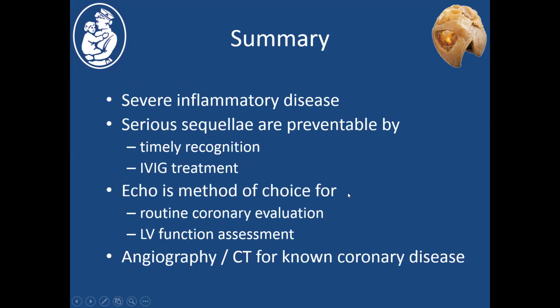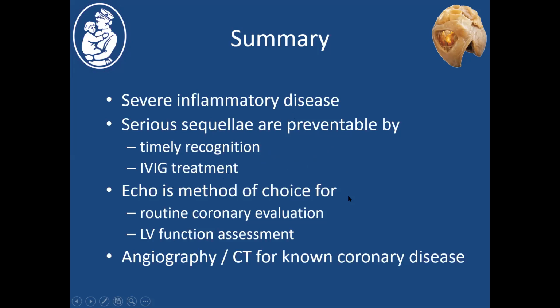So in summary, this is a severe inflammatory disease very often. These patients can be really quite ill from this. Some of the sequelae that are quite serious, coronary aneurysms, particularly giant aneurysms, can be preventable by recognizing and diagnosing the disease relatively in a timely fashion, and then early treatment with IVIG, which seems to be the most effective therapy.